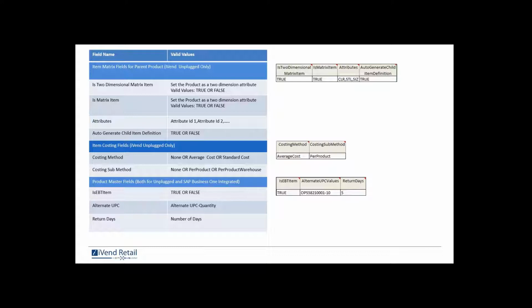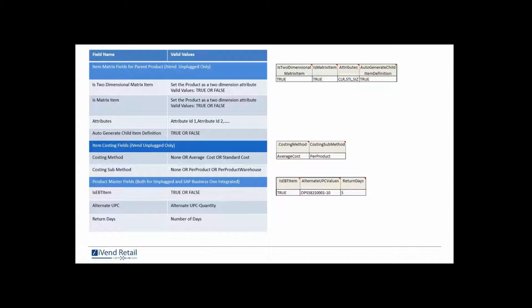First is a bit item, that whether the product is a bit item or not. The valid values are true or false. Then I can define the alternate UPC. So first I need to mention the alternate UPC, the manufacturer's UPC over here, followed by hyphen and the quantity.